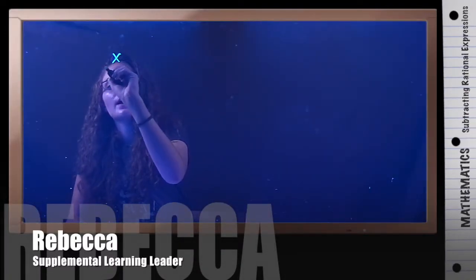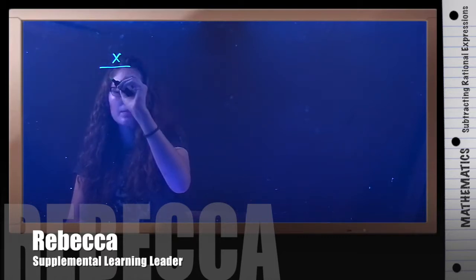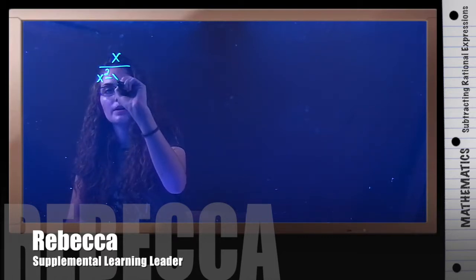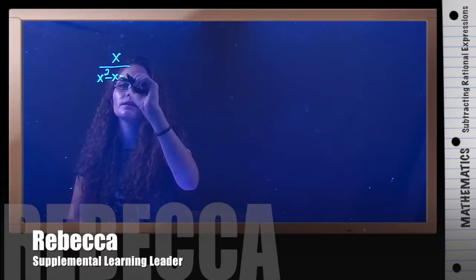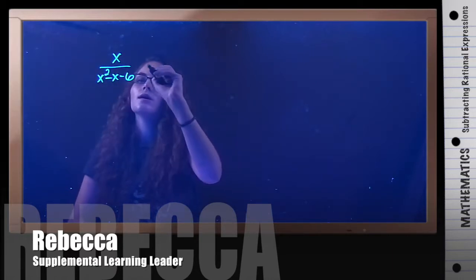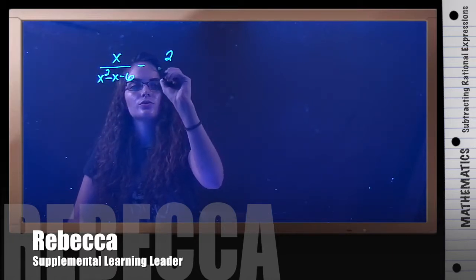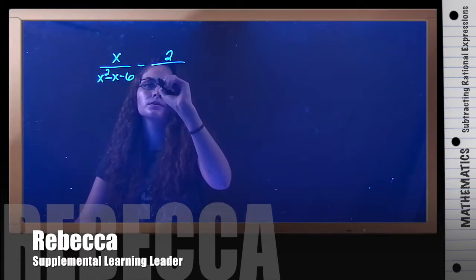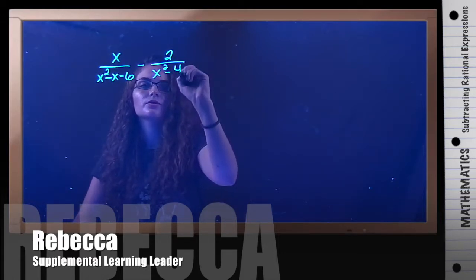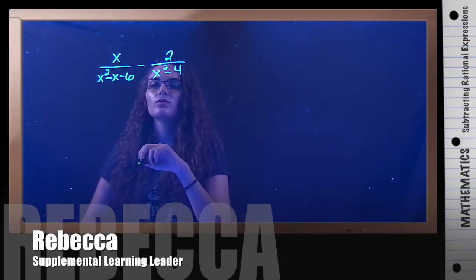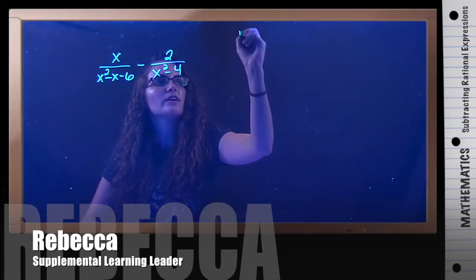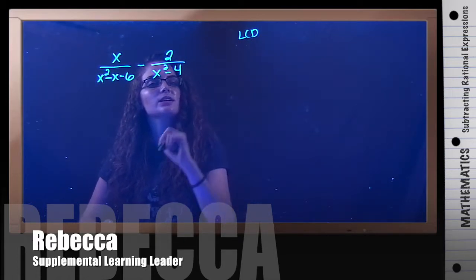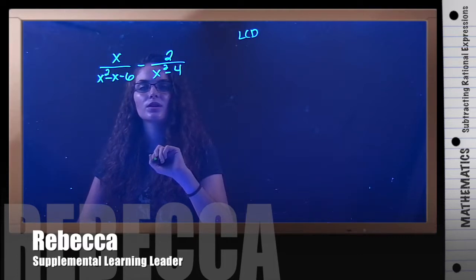For this example, we're going to subtract x over x squared minus x minus 6 minus 2 over x squared minus 4. Now, to do this, we have to first find the least common denominator anytime you're adding or subtracting.